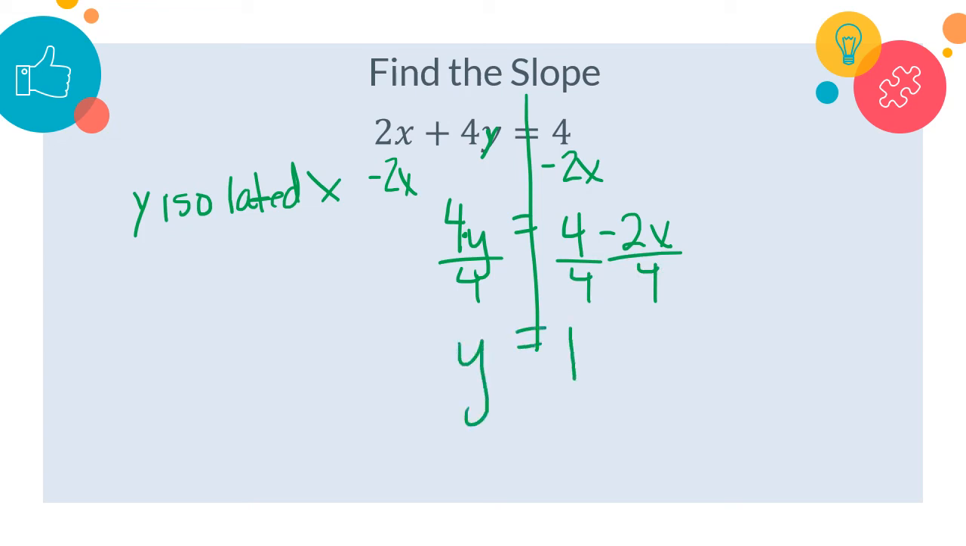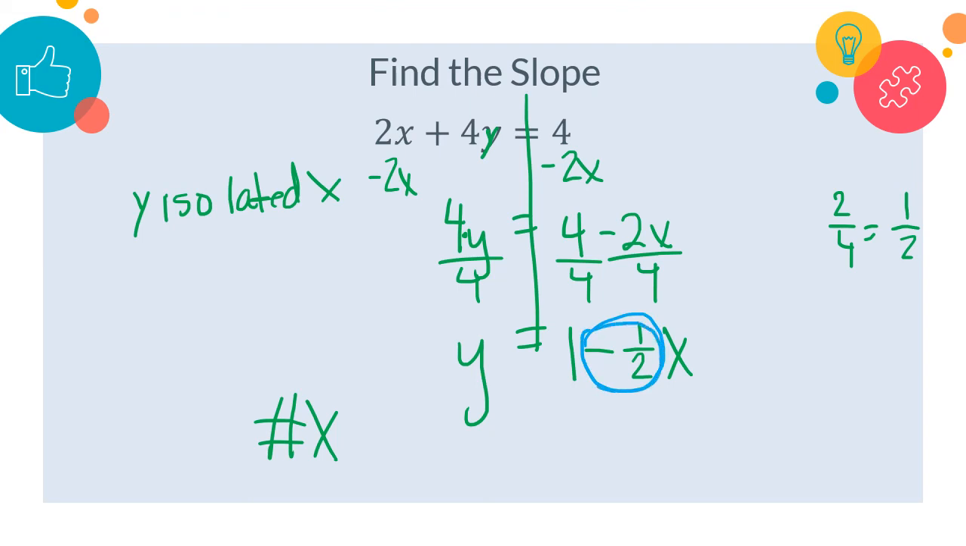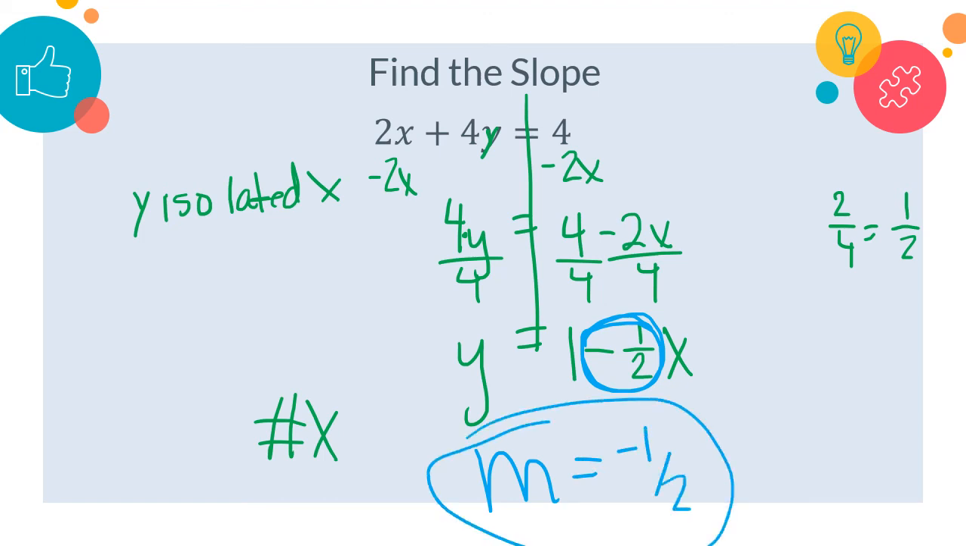So 4 divided by 4 is 1. I've got a minus sign. Does 2 divide by 4? No. Think of this. I'm going to do a little side work. 2 over 4 reduces to 1 over 2. So this is 1 over 2x. So which number is in front of x? In this case, negative 1/2. Got to keep the sign with it, okay? So m equals, the slope is negative 1/2. These are going to be the tougher ones, okay? Because it combines a lot of ideas that we've done this year.